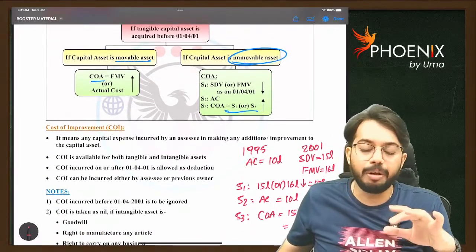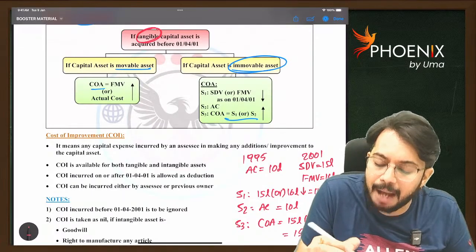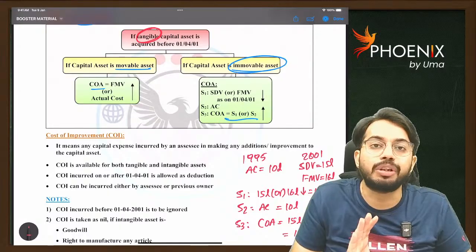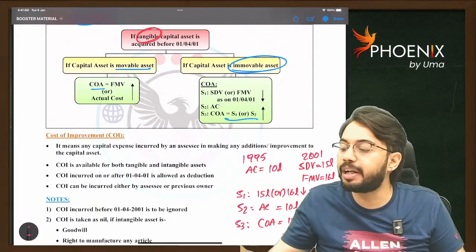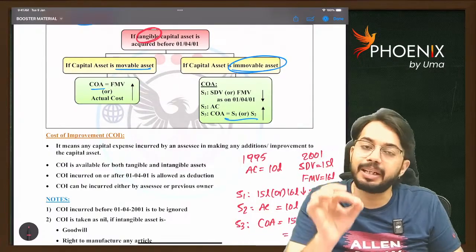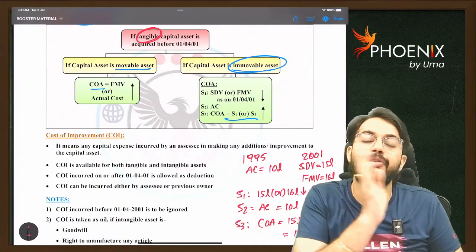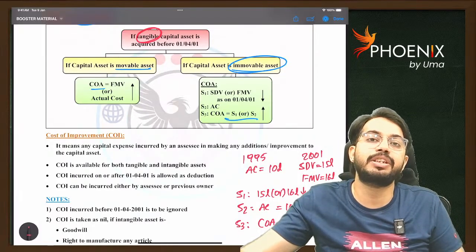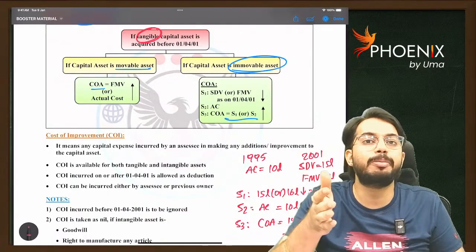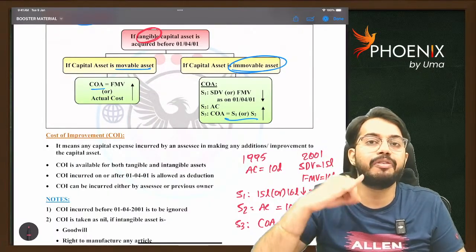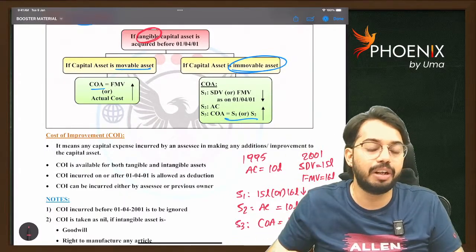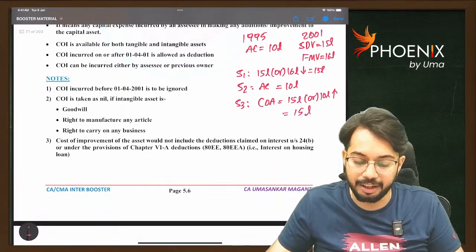Very, very important: if you purchased intangible assets like patents before 1st April 2001, you will not get the fair market value benefit as on 1st April 2001. Are you able to understand? So only for tangible capital assets, if the date of purchase is before 1st April 2001, cost of acquisition is equal to actual cost or fair market value, whichever is higher. In case of an immovable asset, three steps. Step 1, stamp duty value or fair market value, whichever is lower. Step 2, actual cost. Step 3, cost of acquisition is equal to step 1 or step 2, whichever is higher.